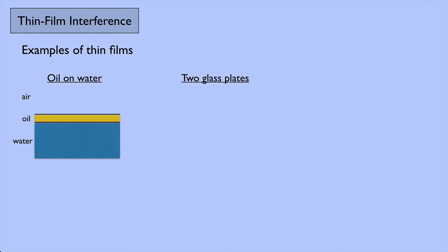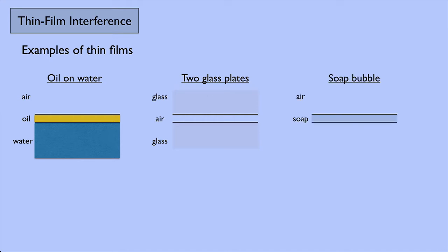Maybe I have two glass plates. So I have a plate of glass, then an air gap, and then another plate of glass. So in this case, the air gap would be considered a thin film. And finally, I could have a soap bubble. So I could have air, and then a layer of soap, and then some more air. In this case, the soap would be the thin film.